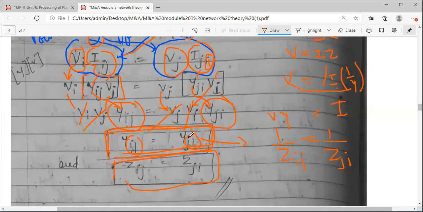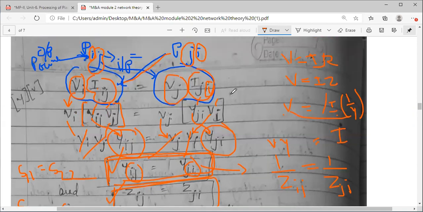Ij is equal to Ji, 11, 12, 21, 22. When you take it, what is the meaning of symmetric? 11 is equal to 22, right? And as I am telling you, either you can take Z or Y. 21 is equal to 12. If you exchange the ports, you will get the same characteristics. For a reciprocal network, admittance and impedance matrices are symmetrical. Ij is equal to Ji. We have derived this. Hopefully you understood this.